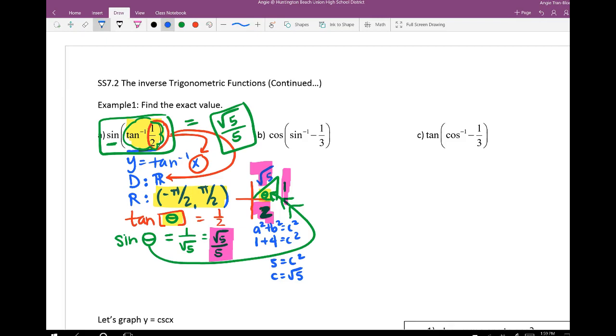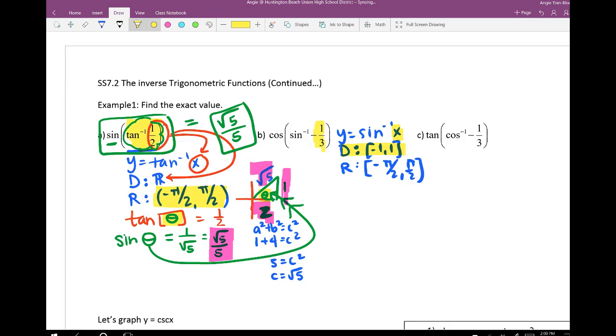Cosine of sine inverse of negative 1/3. Because the inner component is sine inverse, I'm going to write sine inverse of x. The domain of sine inverse is negative 1 to 1. The range of sine inverse, we chopped it off, so it's negative pi over 2 to pi over 2. Because this is negative 1/3, that's the x value, and it's definitely within that domain, so I know I'm going to have an answer.